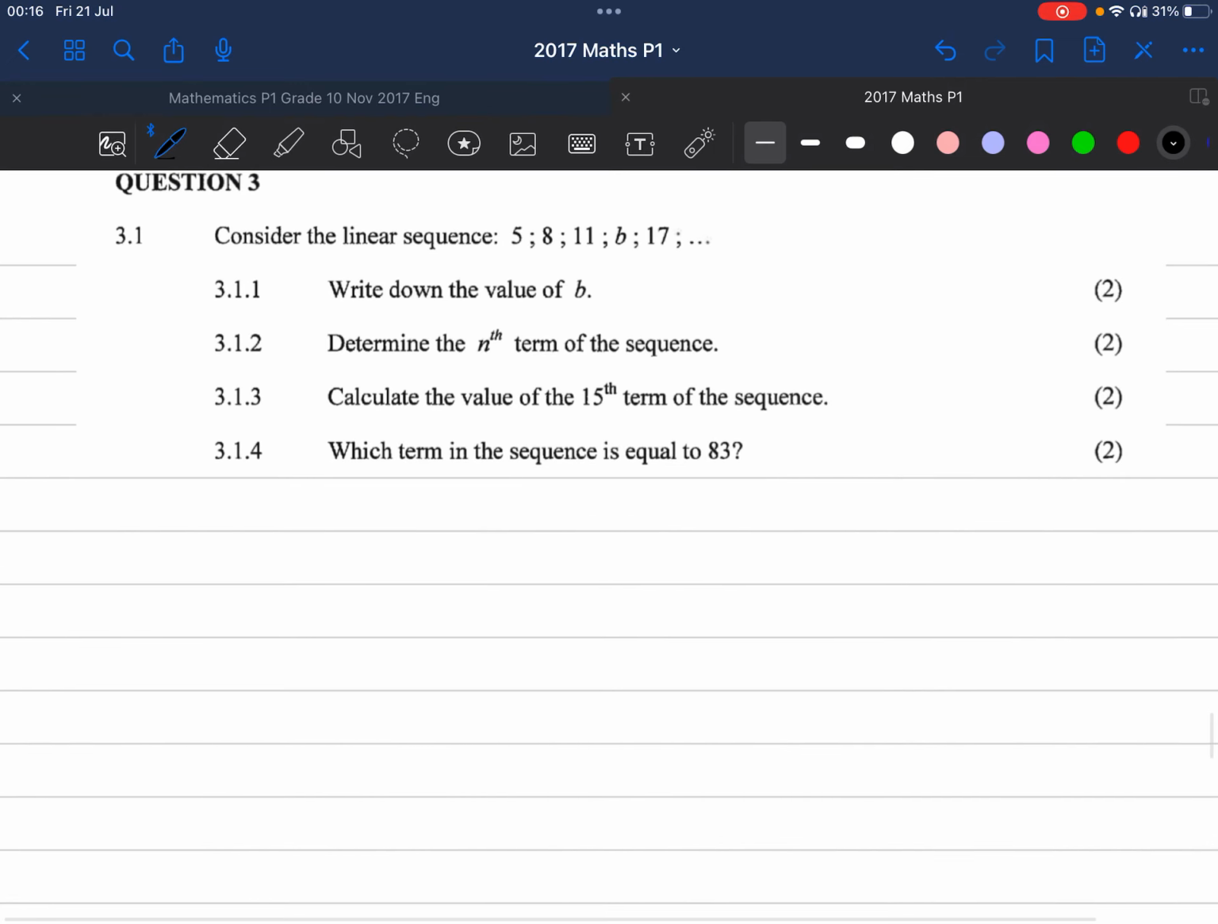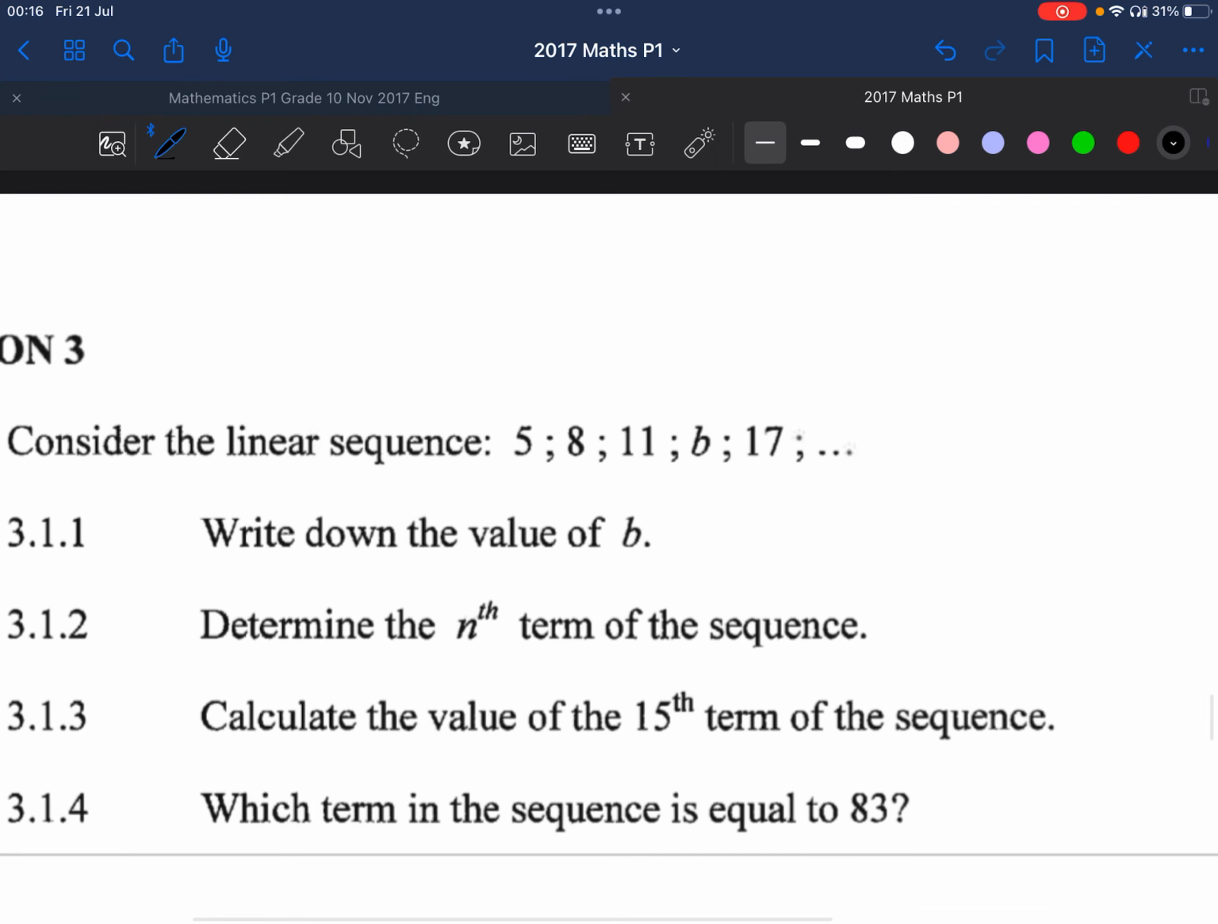Okay, let's look at question 3 now. So question 3 is number patterns. So 3.1, consider linear sequence 5, 8, 11, b, 17. Write down the value of b. So that's pretty straightforward. Let's see what the pattern is.